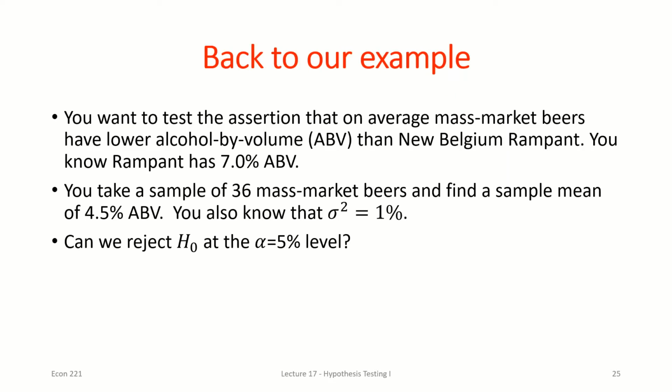So let's say I want to test this assertion about the average mass market beer. I think I changed the name here, so ignore the beer name, but we're still testing against that 7% ABV. We take 36 mass market beers in our sample. We find the sample mean of 4.5. Let's say we somehow know the population variance. Once again, this is a little fishy. We'll talk about what happens if we don't know it, but let's for some reason assume we know the population variance. Could we reject the null hypothesis at the 5% significance level, or an alpha of 0.05?